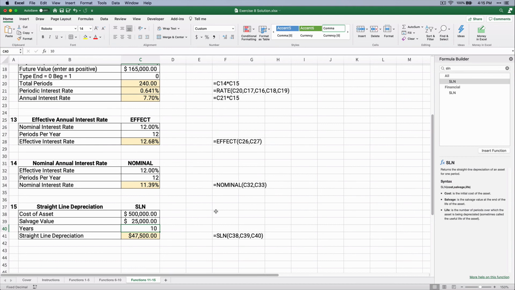But here it is, all 15 Excel functions in terms of financial functions.